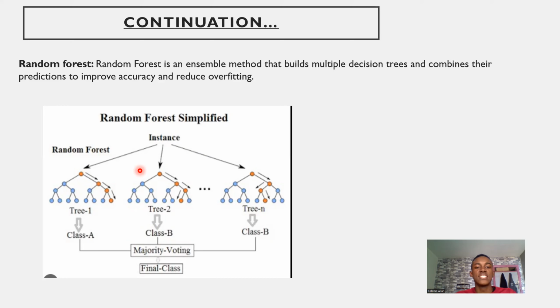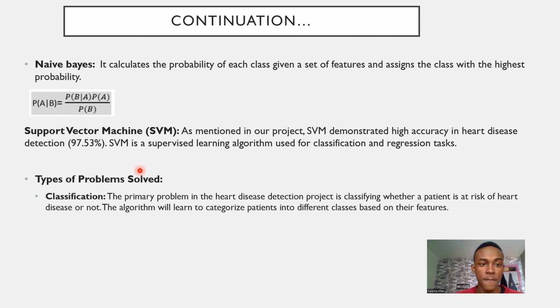It's an ensemble method that builds multiple decision trees and combines their predictions to improve accuracy and reduce overfitting. So this provides a more accurate answer because different decision trees are put in place, and more decisions are made to come to an answer. So we have the naive Bayes. This calculates the probability of each class given the features and assigns the class with the highest probability.